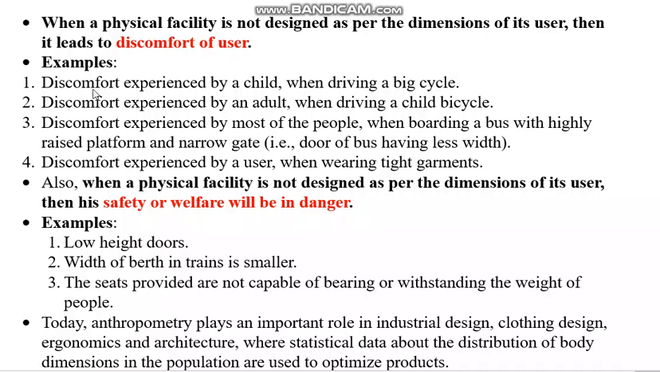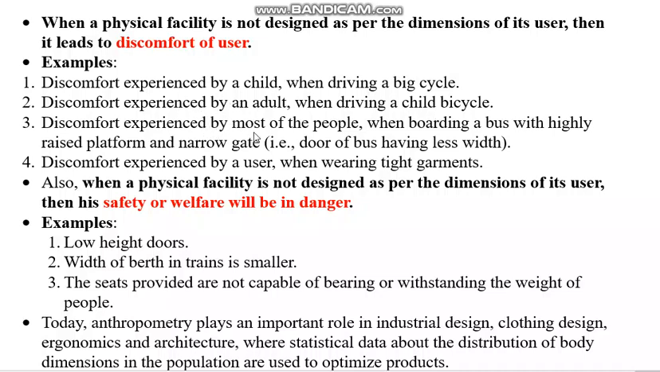Some more examples are given here. Discomfort experienced by a child when driving a big cycle. Say he is a small child, a 6 or 7 year old boy, and you make him ride a big cycle. Can he? He may try, but he cannot do it comfortably. There is a discomfort in that. Or discomfort experienced by an adult when driving a child's bicycle. Can you ride on it? You will have discomfort.